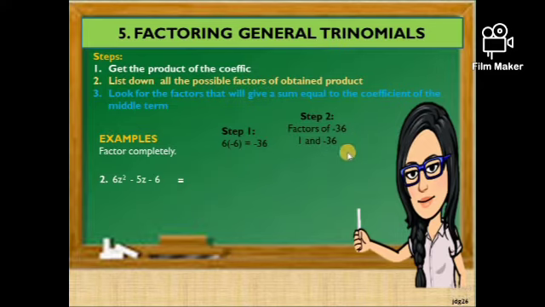Since negative ang hinahanap natin, so ang factors natin magkaiba ang sign. One positive, the other one is negative. Pwede rin naman, negative 1 and positive 36. We also have 2 and negative 18, or negative 2 and positive 18. We also have positive 3 and negative 12, negative 3 and positive 12, 4 and negative 9, and negative 4 and positive 9. Now, ang question ay, alin sa mga sets of factors ang magbibigay sa atin ng sum na equal sa negative 5?